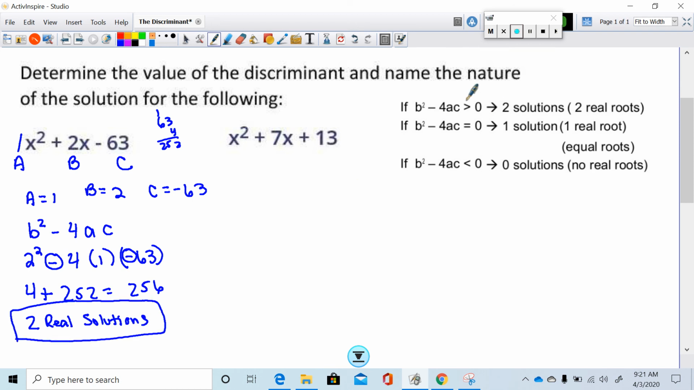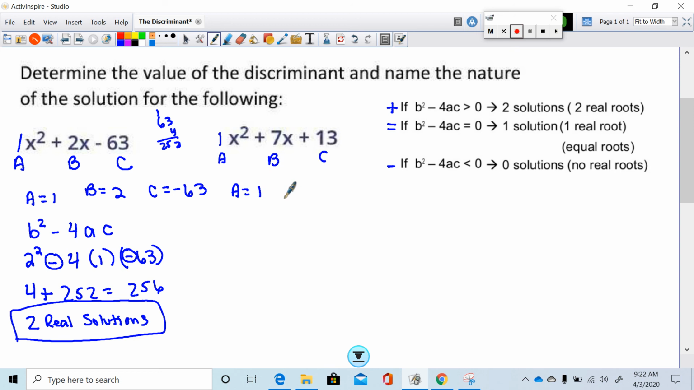Remember, another way of looking at greater than 0 is if it's positive, equal is equal, and less than 0 means negative. So if the discriminant is positive, it has 2 real roots. If it's equal, it has 1 real root. And if it's negative, it doesn't have any solutions, or no real roots. So they're imaginary.